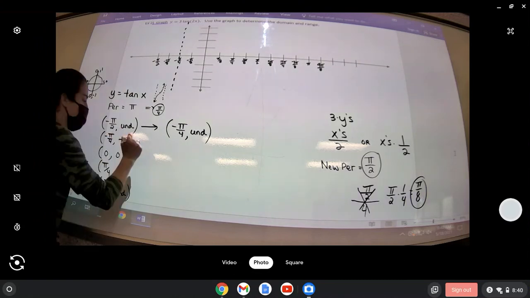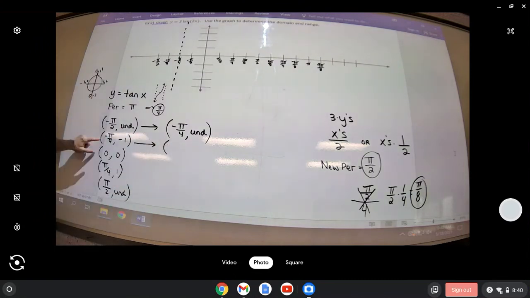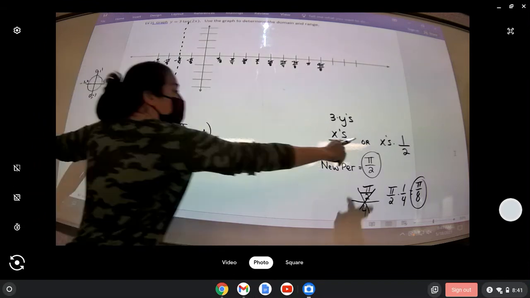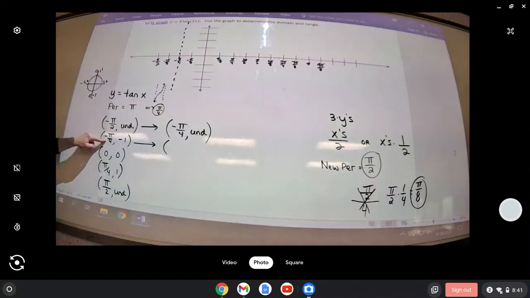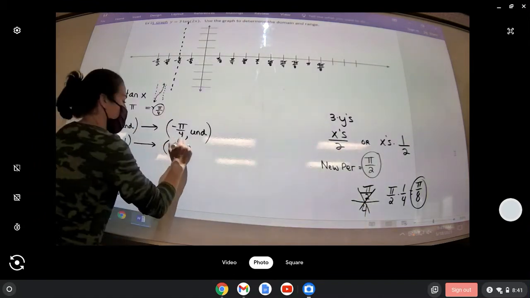All right, let's go to the next one. Take your x coordinate, which is negative pi over 4, and times it by 1/2. That's negative pi over 8.